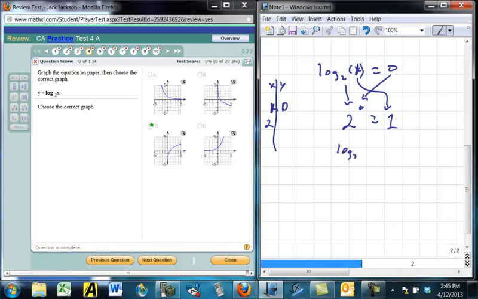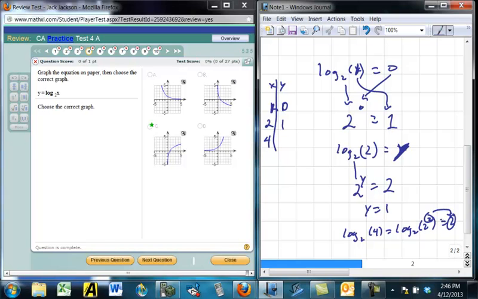So log base 2 of 2 is what? Well, that's actually my y. And so we're saying 2 to what power is 2? And of course that means y is 1. So it goes through 1, 0 and 2, 1. Another nice one, another power of 2, would be 4. So log base 2 of 4 is log base 2 of 2 squared, and so the power is the answer, 2.